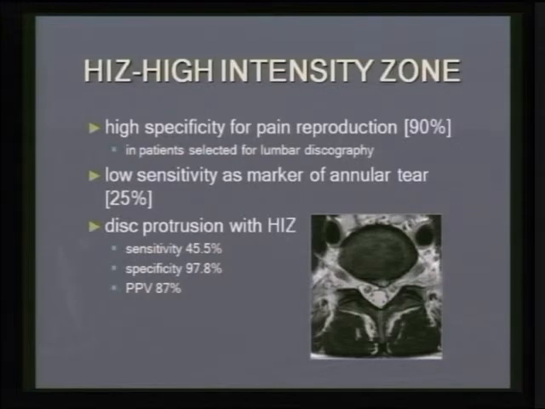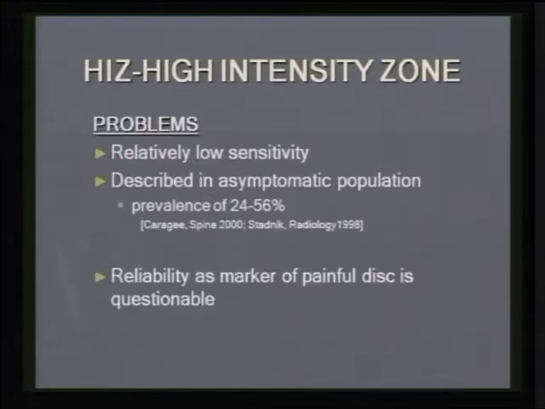This improves somewhat when the disc high intensity zone is associated with a small disc protrusion. So when you have an abnormality of disc contour as well, as you can see in this case here, the sensitivity goes up to nearly 50% and the specificity is maintained in the high 90s.